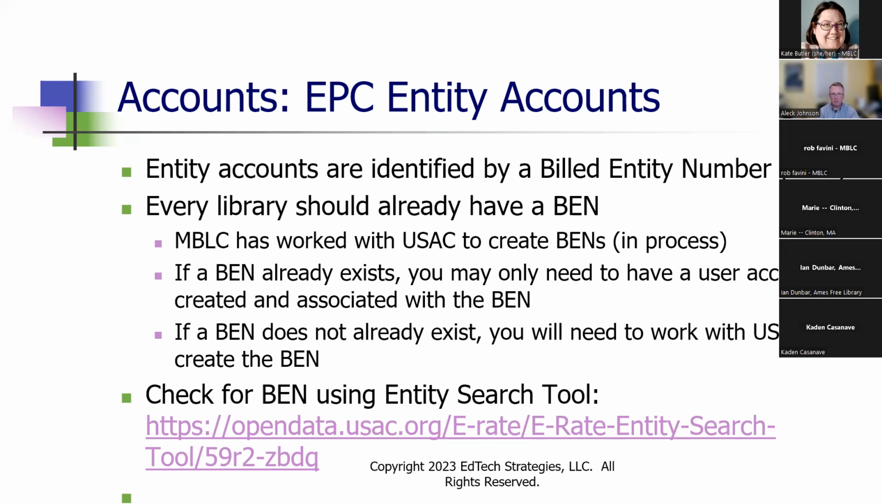What do I mean by the proper structures? Well, if you're a library system, say you're a library with 3 branches, you end up needing 4 different build entity numbers, one for the library system, and then one for each of your 3 branches as well. So we've been working with USAC to try and set all of that up. I can't guarantee it's going to be perfect, but we have been trying really hard to make that happen.